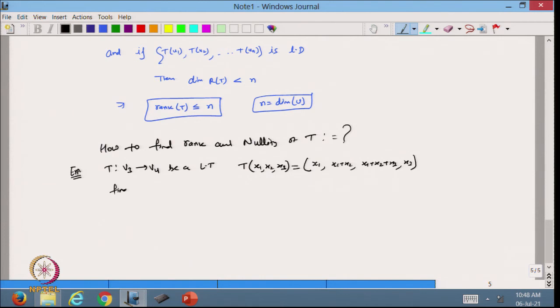Find its rank and nullity. So, it is given to us that this is a linear transformation. Now, from here I want to find out the rank, meaning the dimension of its range space, and the dimension of its null space. Now, let us discuss the rank.